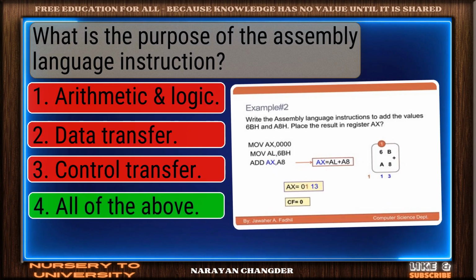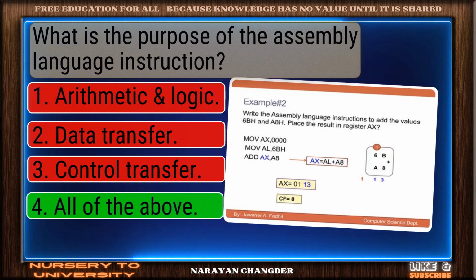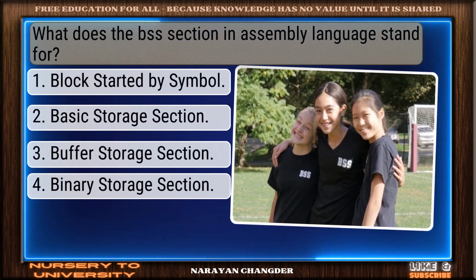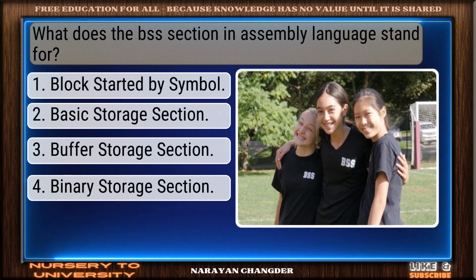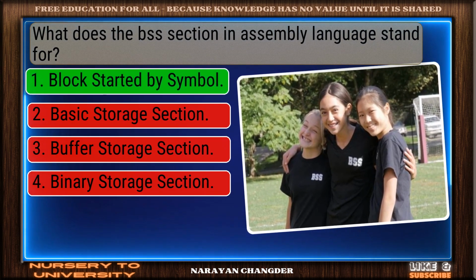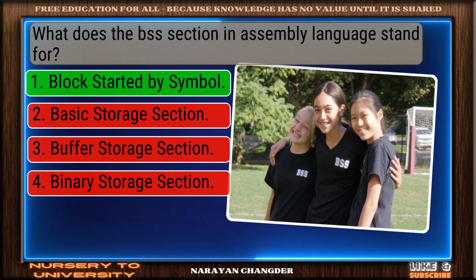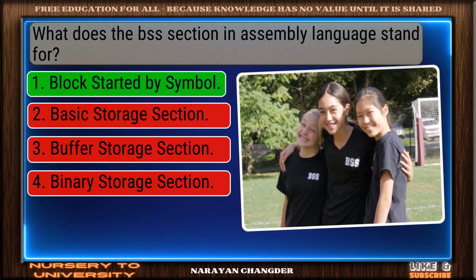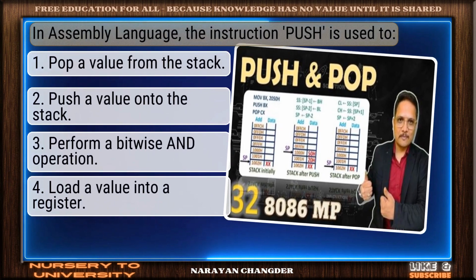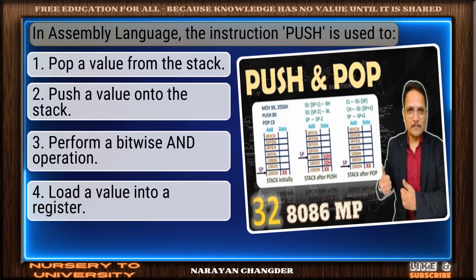Excellent choice. All of the above is the right answer. Question number 39. What does the B section in assembly language stand for? Correct. Block started by symbol is the right answer. Question number 40. In assembly language, the instruction push is used to.